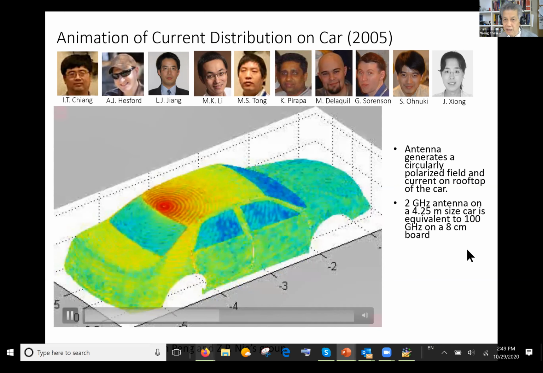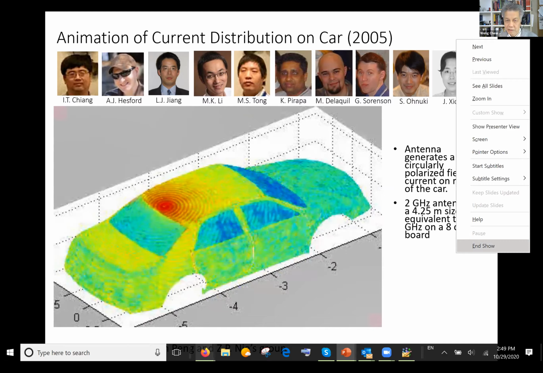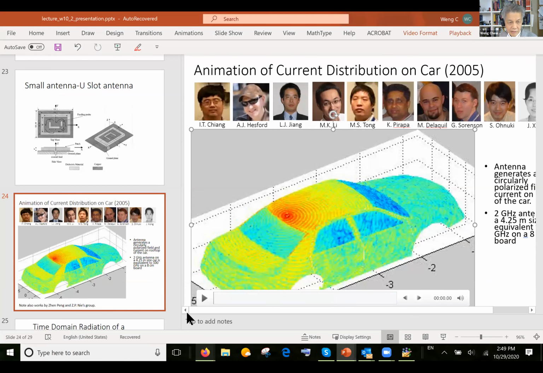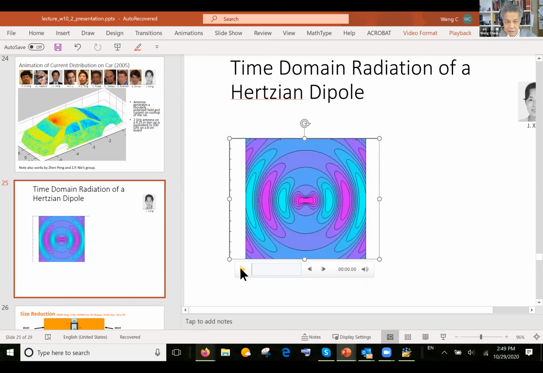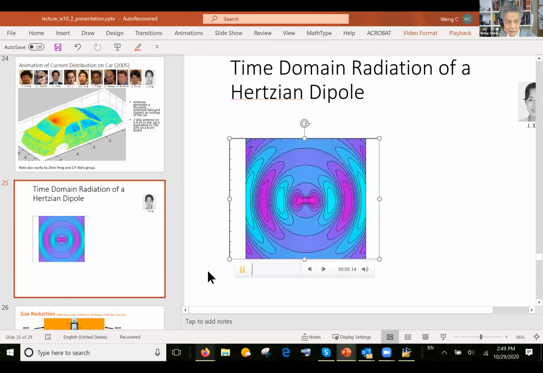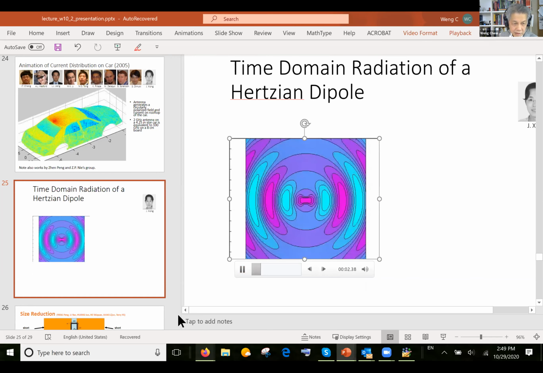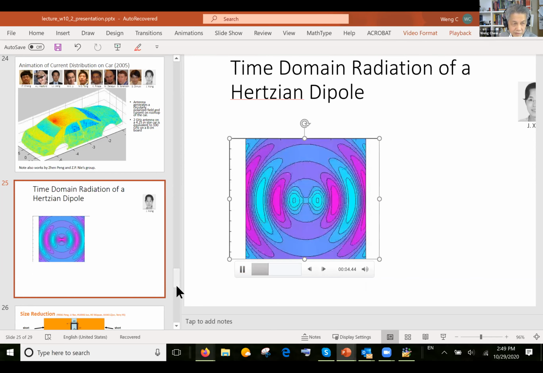Let me go and exit the presentation mode. Let me see how to exit it. End show. Okay, and then of course you have seen this before when you have a Hertzian dipole. I guess this has to go into presentation mode as well. Okay, you can simulate this, and then you can see this kind of thing.